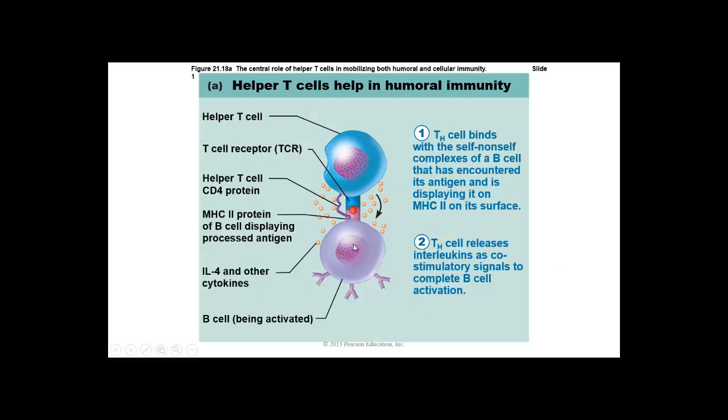So this just shows, again, we have an antigen-presenting cell, presenting antigen, the T cell binds to it, releases different proteins, which in this case might be interleukins, which it says here, and that stimulates this B cell to produce antibodies. So the T helper cell helps the B cell become activated to make antibodies. So here we can see antibodies are being produced on the surface of this B cell.